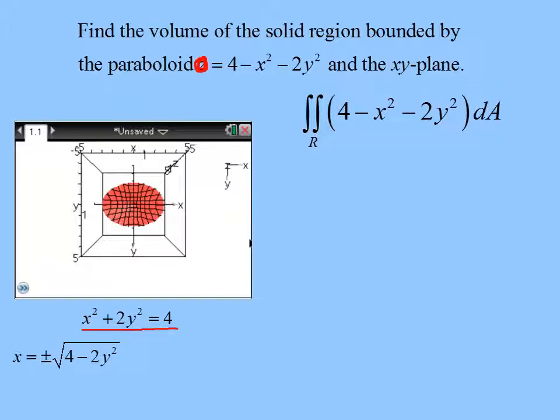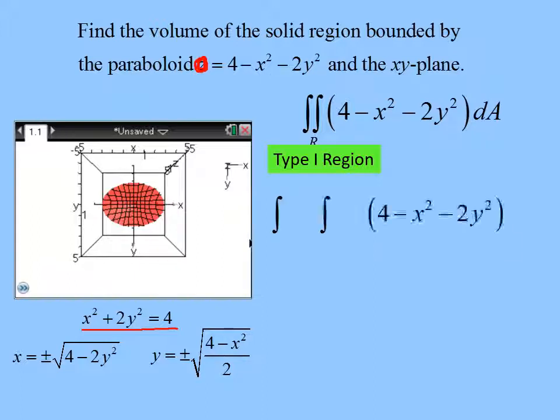We need to describe that in terms of x or y. I'm going to do both. And if it's a type 1 region, we have our dy followed by dx. We use a vertical rectangle. We decide what is on the bottom of this rectangle. Well, the bottom would be some y value. So there's the y value on bottom. That means the negative. And the y value on top, which would be the positive.